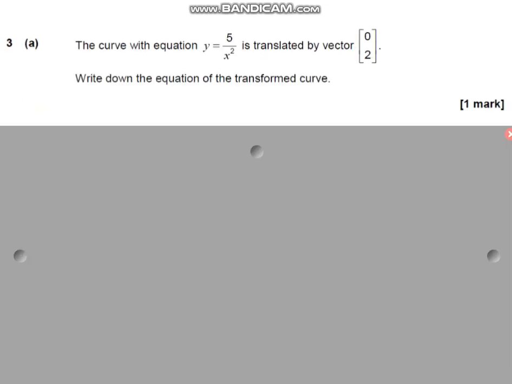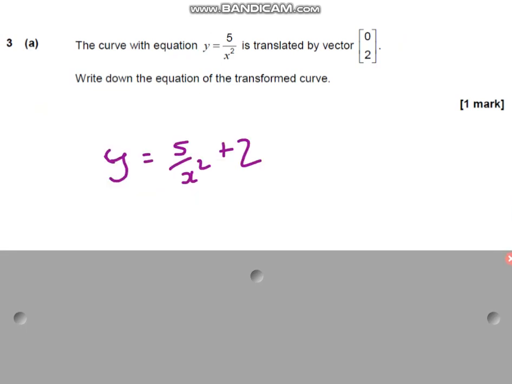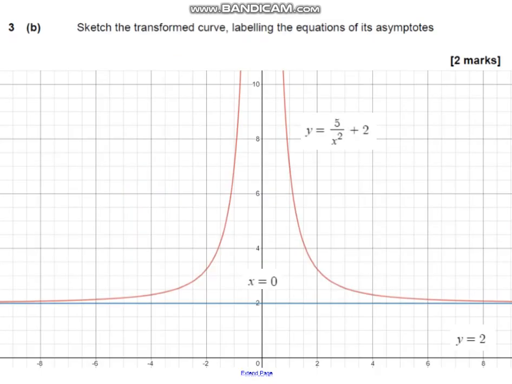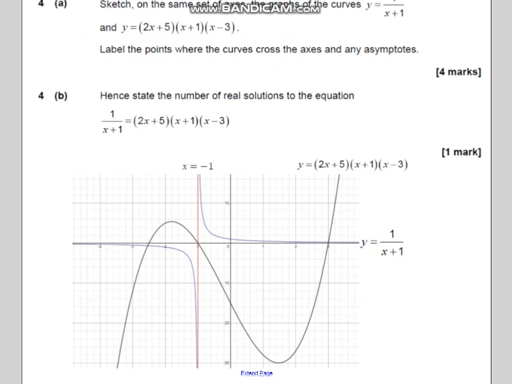On to question 3. All that's happened is it's shifted up by 2, so nice and easy. y equals 5 over x squared plus 2. For B, you need to get the shape of the curve. There we go, like that, so that's one of the curves. The k over x squared is one that we need to be familiar with. And it's shifted up by 2, so that gives you an asymptote at y equals 2 and an asymptote at x equals 0, which is the y-axis. Okay, nice and easy. On we go to question 4.